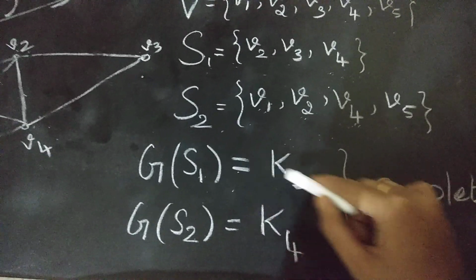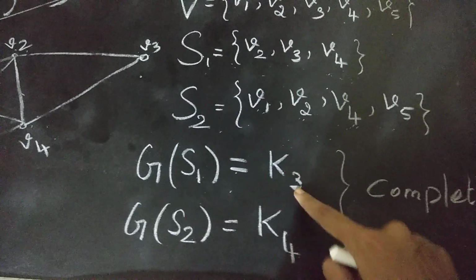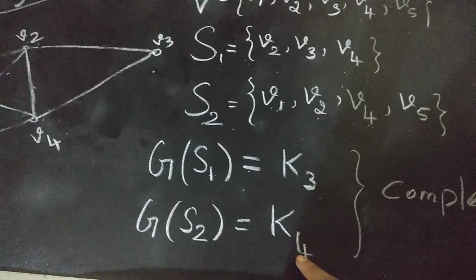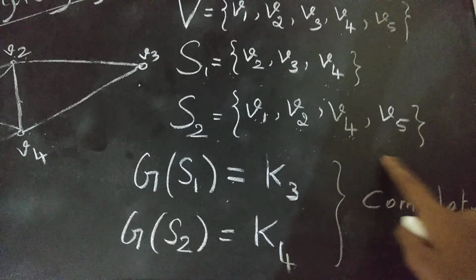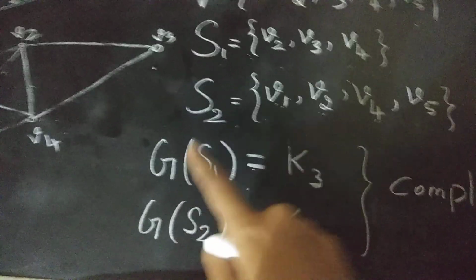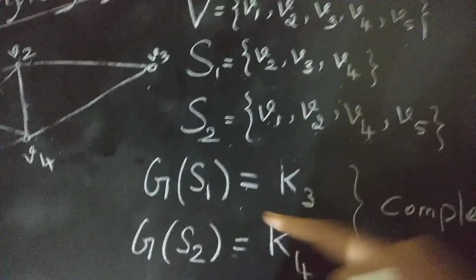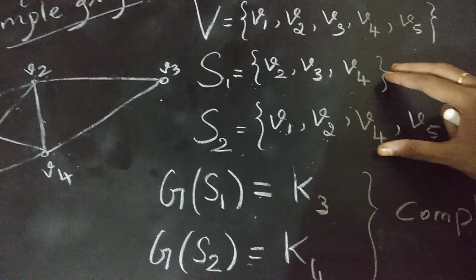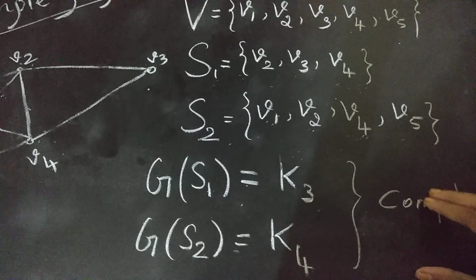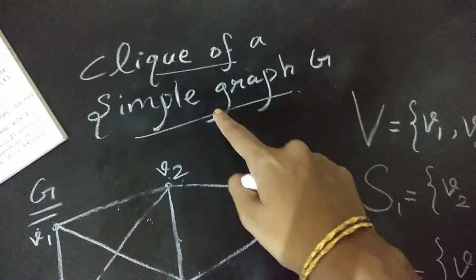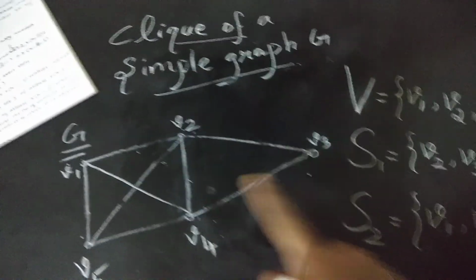So G of S1 is also a complete graph. K3 denotes a complete graph with 3 vertices, and K4 denotes a complete graph with 4 vertices. That is the meaning. So the graph of S1 is a complete graph, and the graph of S2 is also a complete graph. You got that the graphs of these two subsets are complete graphs, so you can say S1 and S2 are cliques of a simple graph G. Can you understand that?